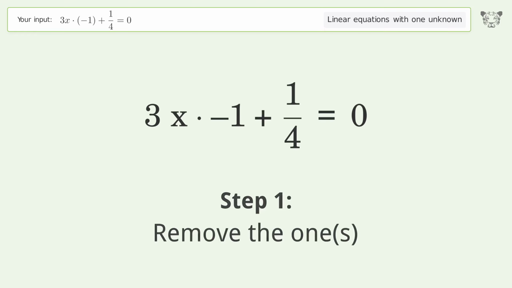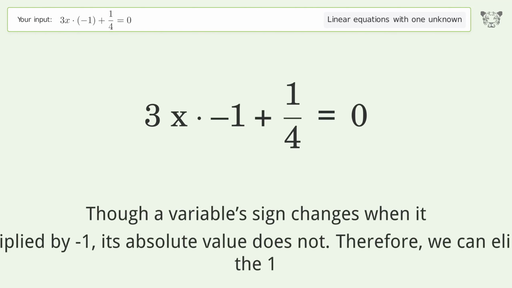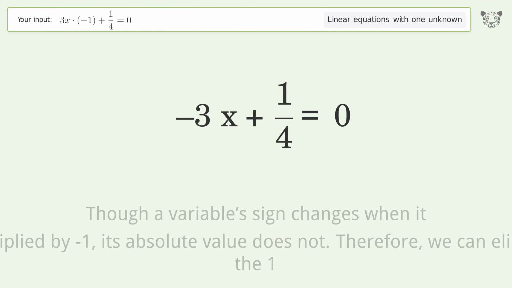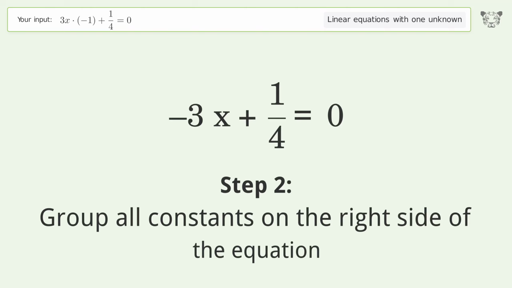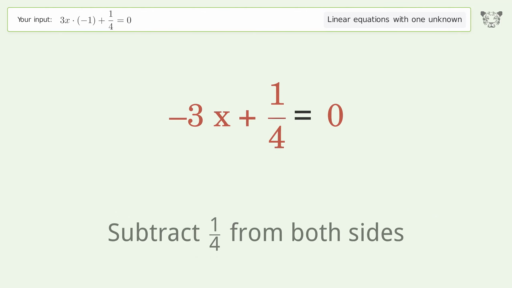Remove the ones. Though a variable sign changes when it is multiplied by -1, its absolute value does not. Therefore, we can eliminate the 1. Group all constants on the right side of the equation. Subtract 1 over 4 from both sides.